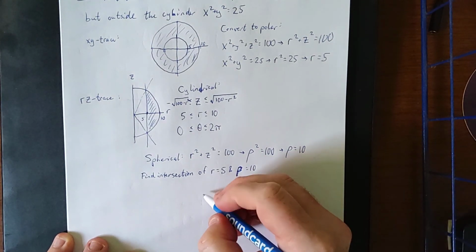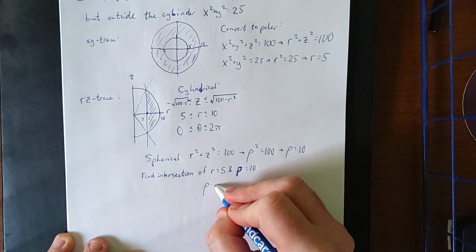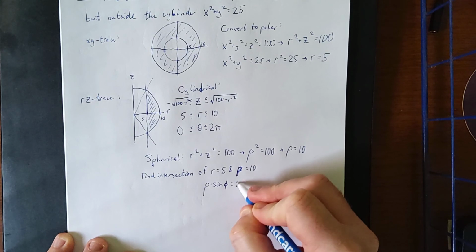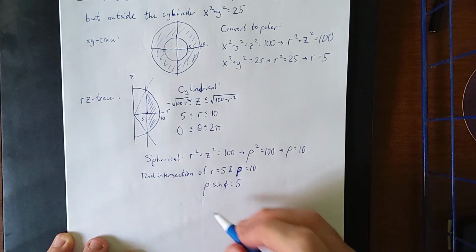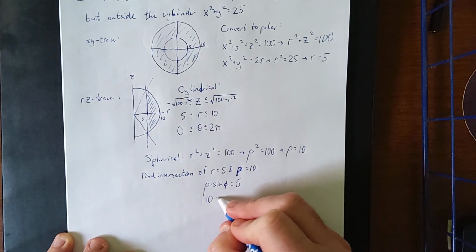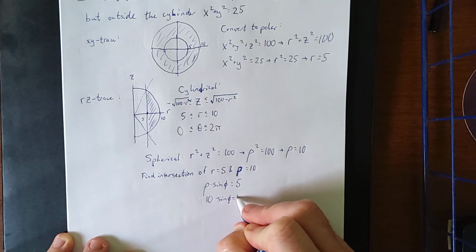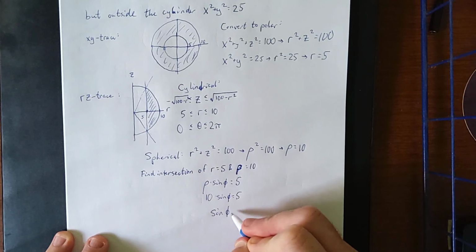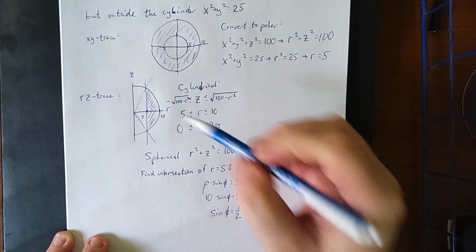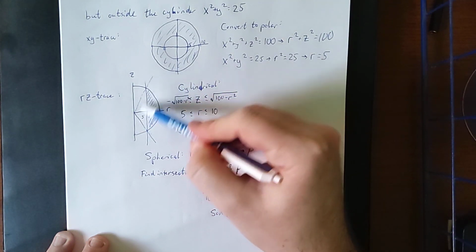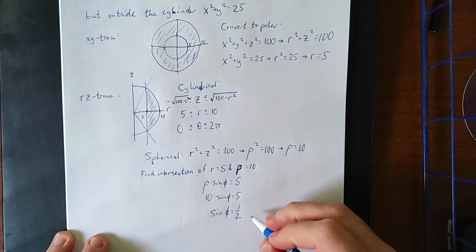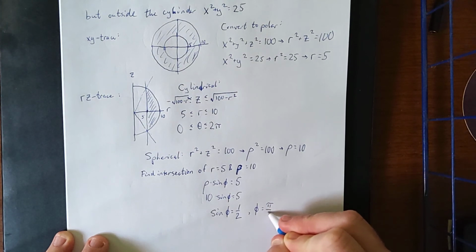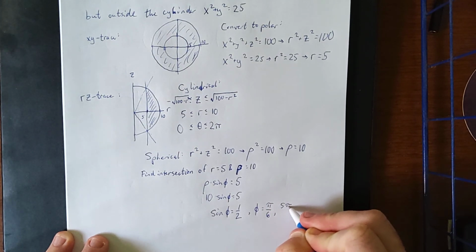So r equals 5 would technically be considered rho times the sine of phi. We're saying that's equal to 5. But then we're also saying that rho is equal to 10. So this would be 10 times the sine of phi is equal to 5. Solving for the sine of phi gives us sine of phi is equal to 1/2. And we're looking for one acute angle and one obtuse angle where that takes place. That's going to be phi is equal to pi over 6 and 5 pi over 6.